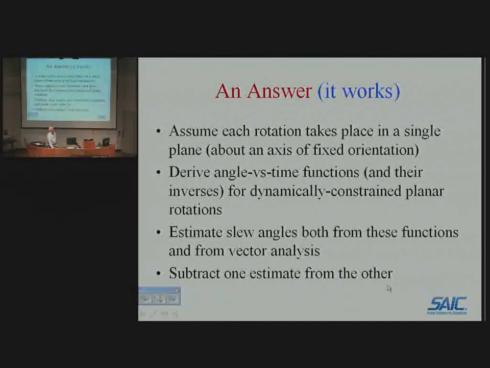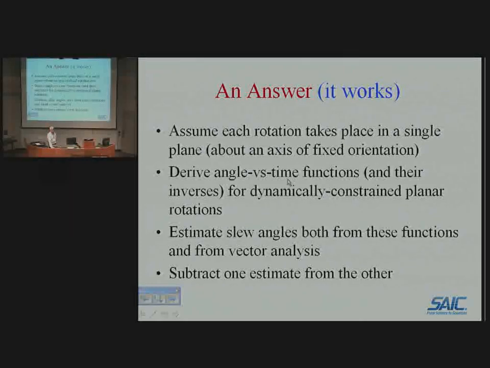And the answer is, we can assume that each rotation takes place in a single plane. Imagine a vector rotating in a disk or something. That's kind of how you'd want to do it anyway from the standpoint of efficiency. A straight line or a straight rotation is sort of the shortest distance between two targets. We can derive angle versus time functions and their inverses, time versus angle functions, for these planar rotations from simple physics, equations we all learned in freshman physics.